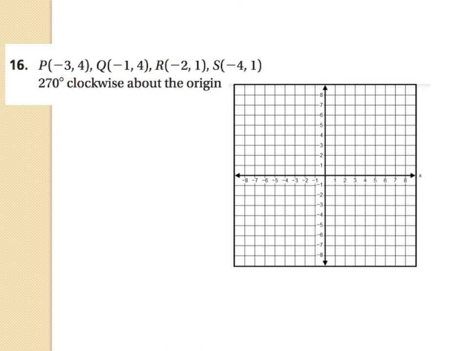Okay, 12, we're doing 270 clockwise. Clockwise is going to go to the right. So -3, 4, P. -1, 4, Q, -2, 1, R, -4, 1. It's going to be S.